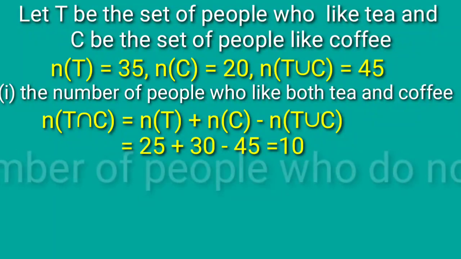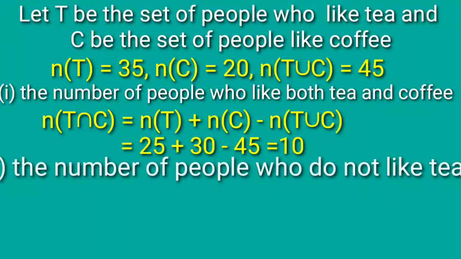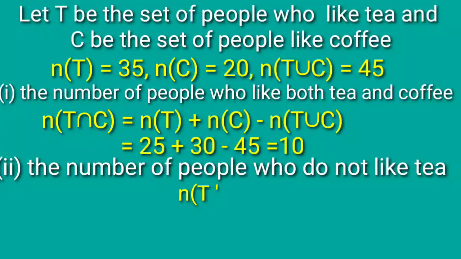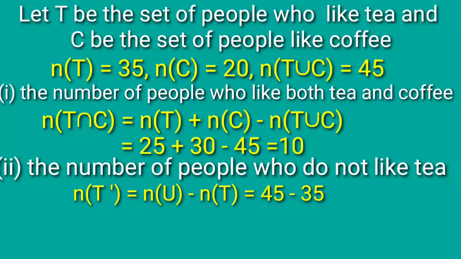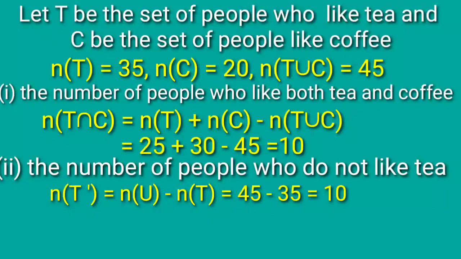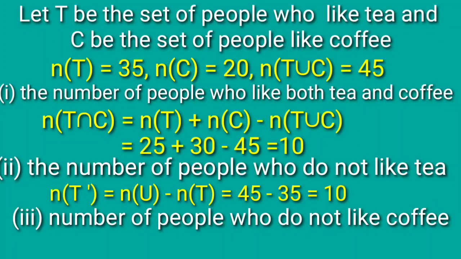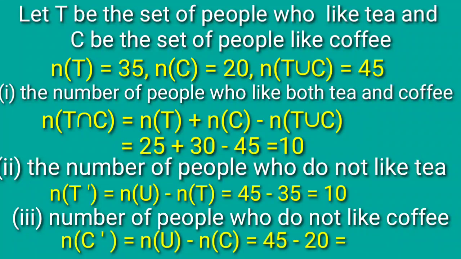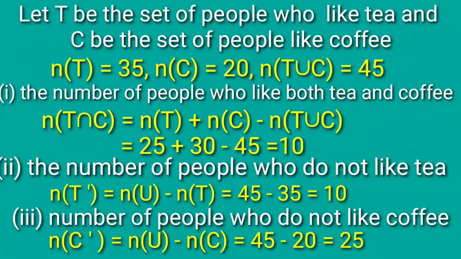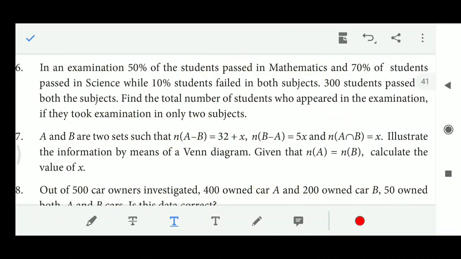Second, you are going to find the number of people who do not like tea. For that, the formula is n(T dash) is equal to n(U) minus n(T). If you substitute the values, 45 minus 35 gives 10. And the third one is the number of people who do not like coffee. Here n(C dash) is equal to n(U) minus n(C). If we substitute the values for n(U) and n(C), we get 45 minus 20 is equal to 25.